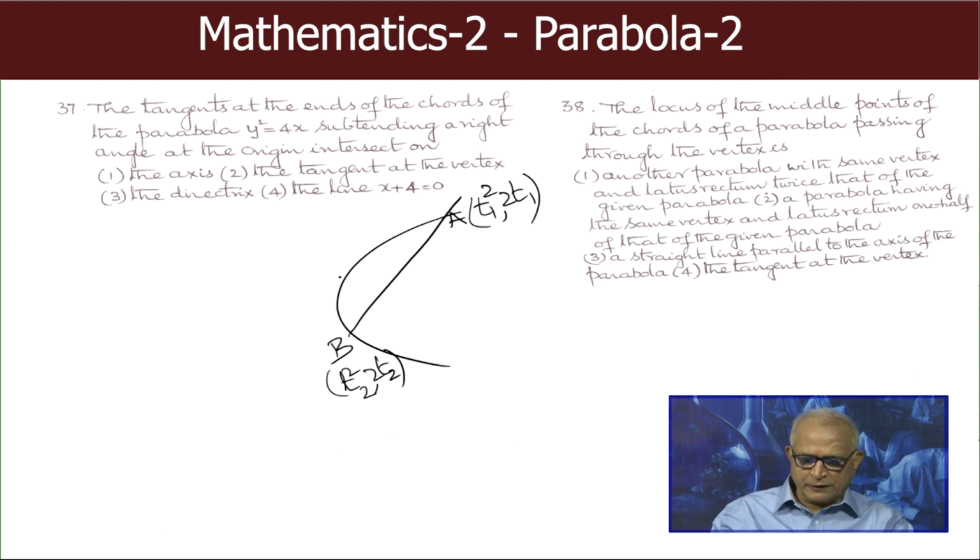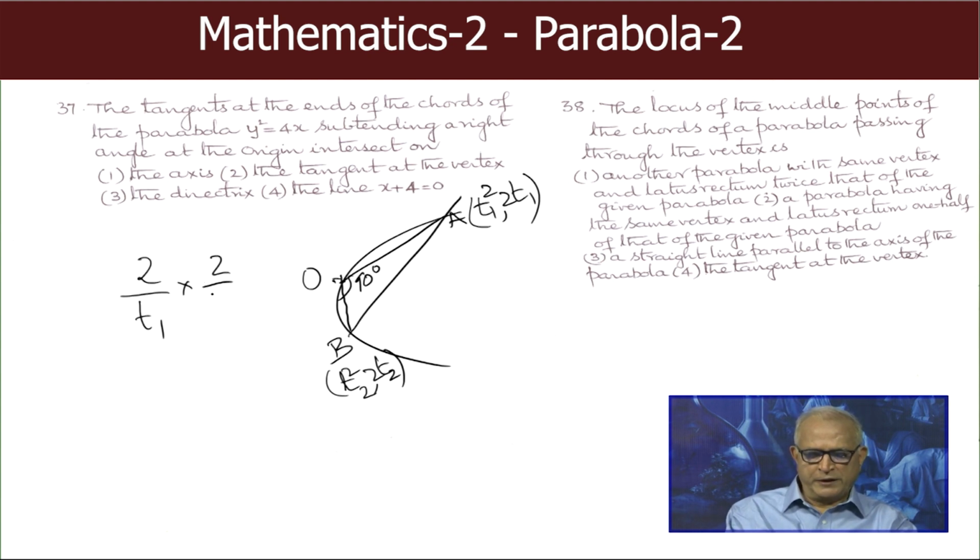And this is the origin. And the extremities subtend a right angle at the origin, 90 degrees. That means the product of the slopes of OA and OB is minus 1. Slope of OA is 2 by T1. This is 2 by T2, equal to minus 1. So, T1 T2 equal to minus 4.